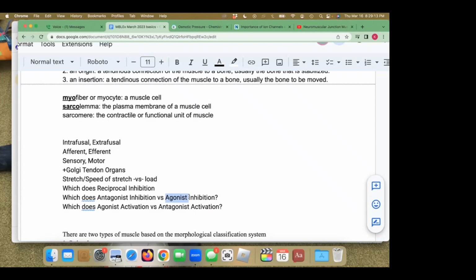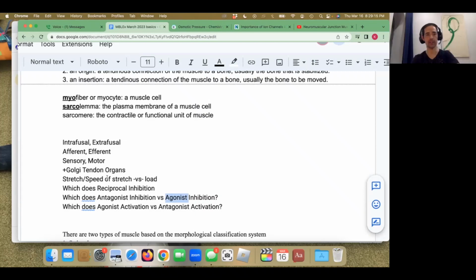Okay, so the first phrase I said, reciprocal inhibition is a result of the intrafusal muscle fibers detecting stretch. The second time I said, stretch is detected by the intrafusal muscle fibers resulting in reciprocal inhibition. Now which one are we going to put first in that phrase?